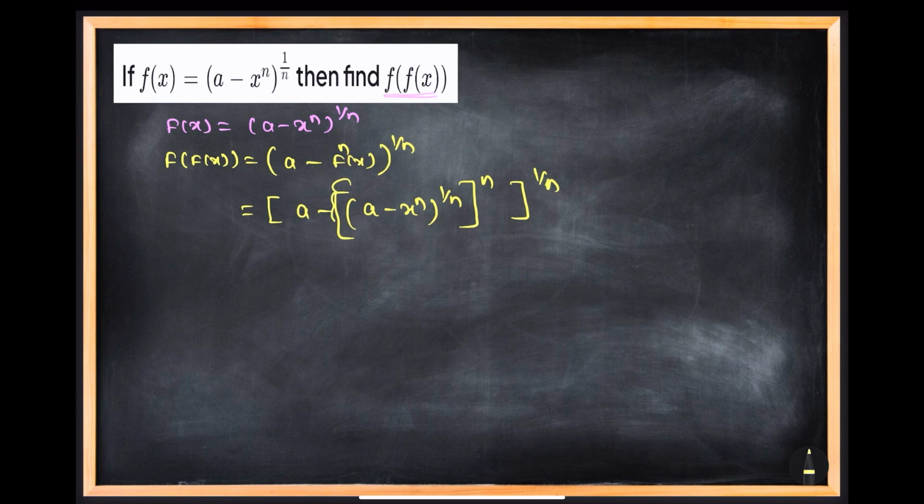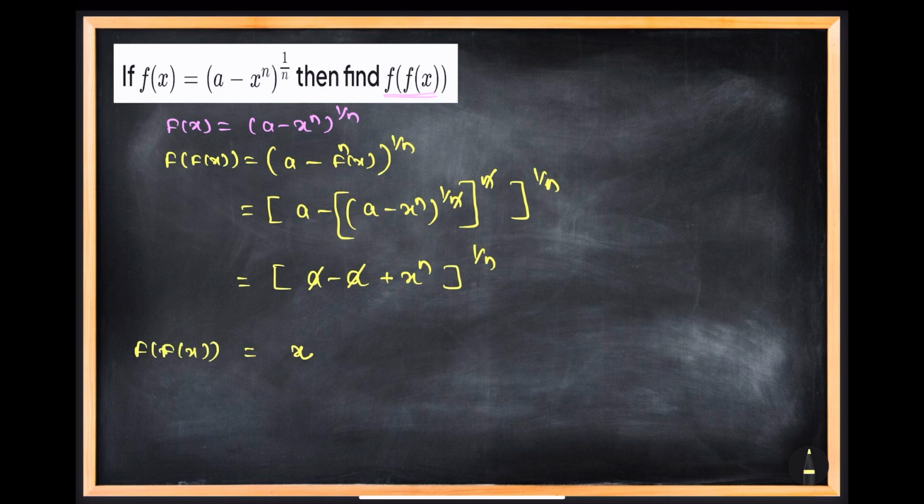Okay, so this is your f(f(x)). I hope till this part you guys are okay. Now power to the power, it will be multiplied and it will be neutralized. So we will be left with a minus a plus x to the power n, to the power 1 by n. So this thing neutralized, we will be left with (x to the power n) to the power 1 by n. So we got f(f(x)) as x.